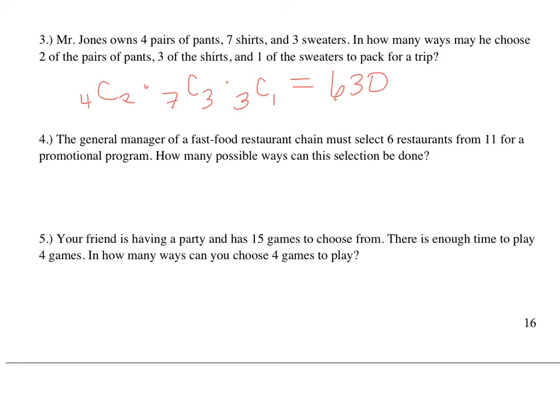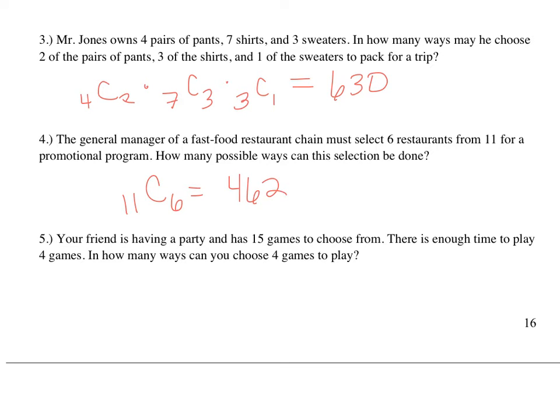The next one says the general manager of a fast food restaurant chain must select 6 restaurants from 11 for a promotional program. How many ways can this be done? Well, there's 11 total. He's choosing 6, so it's just 11 choose 6. There's 462 different ways that could happen.